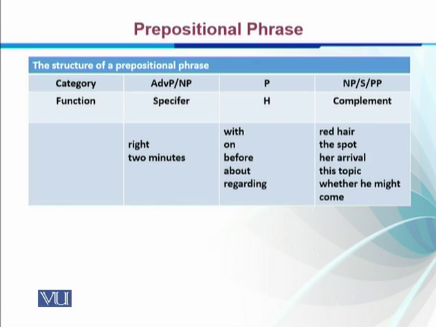If we look at the structure of the prepositional phrase, the preposition is the head of the phrase. It can have a specifier, which can be an adverb phrase or a noun phrase, right? So right or two minutes, these are specifiers; right is an adverb and two minutes is a noun phrase. And it can have a complement. A complement of a prepositional phrase can be a noun phrase, a sentence, or another prepositional phrase. Here, the spot is a noun phrase, her arrival a noun phrase, this topic a noun phrase, and whether he might come is a sentence, right? So this is the structure of the prepositional phrase.